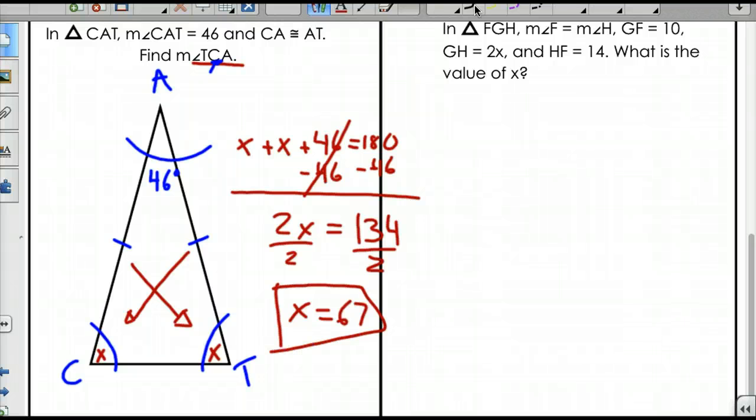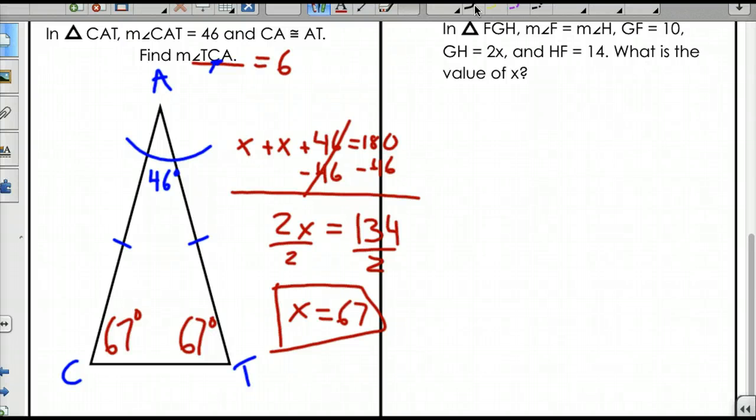All right. So we can just fill that in now. Let's fill in those angles that we just figured out. And we know that this is 67 degrees, and we know that this is 67 degrees. All right. So the question is, what's the measure of TCA? We know that that is 67 degrees.